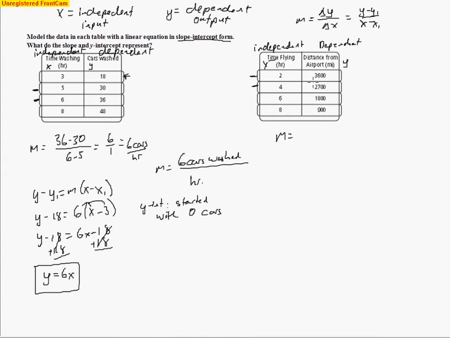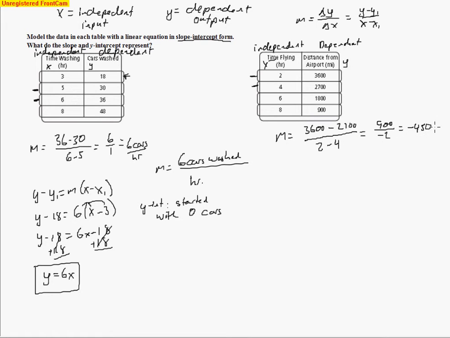So I'm going to start with this point right here, 3,600 minus 2,700, and I subtract. Now since I start with the 36, I got to start with the 2, so 2 minus 4. And so I do the subtraction. It looks like it's going to be 900 and then over negative 2. So when we go ahead and do that reducing, that gives us a negative slope.